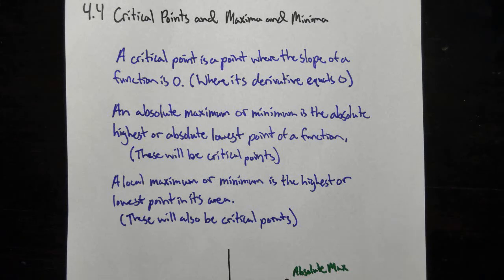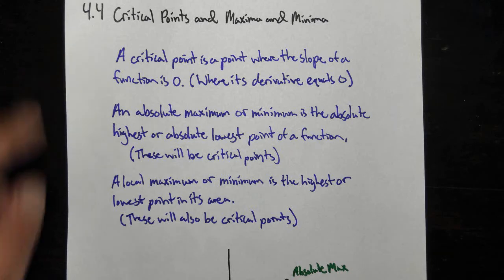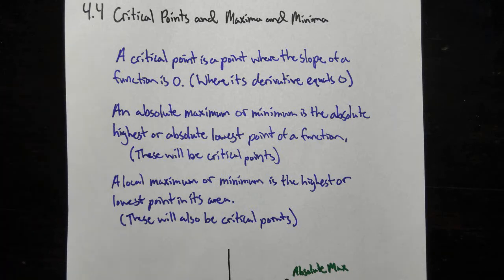Hello class, today we're on 4.4, critical points in maxima and minima, where maxima and minima are just plural for maximum and minimum, and they are what they sound like they are. So let's first start with a critical point. A critical point is a point where the slope of a function is 0. So think about the slope and how that ties into the derivative.